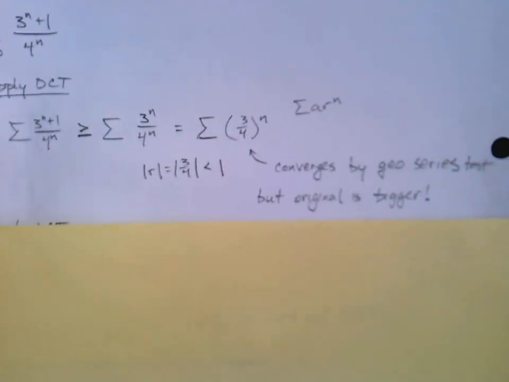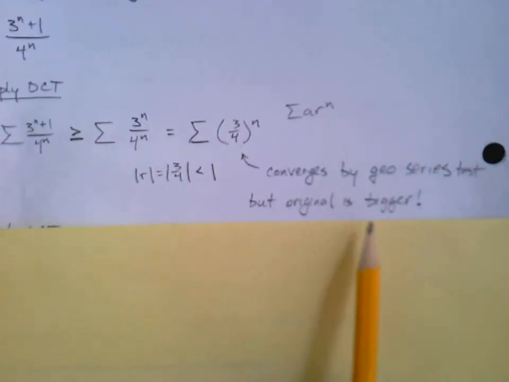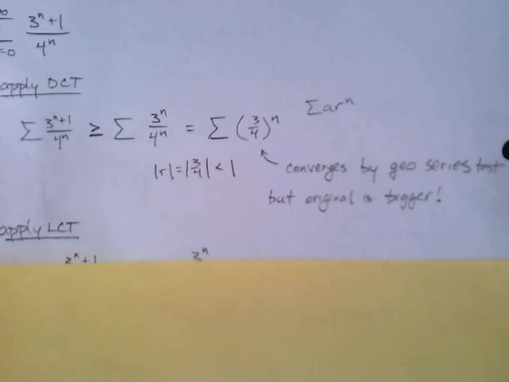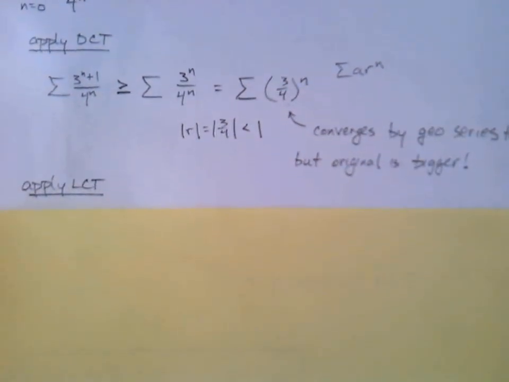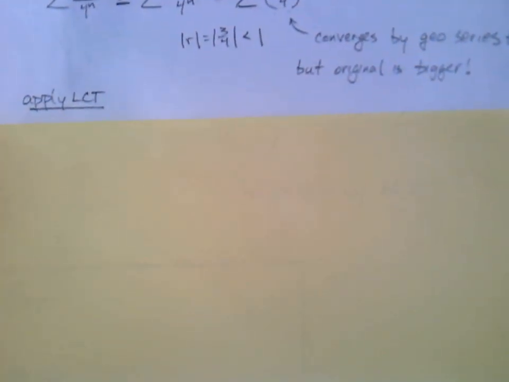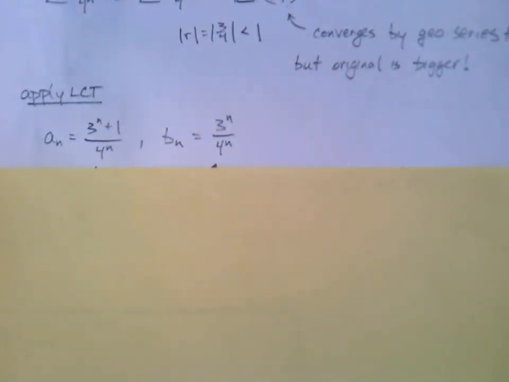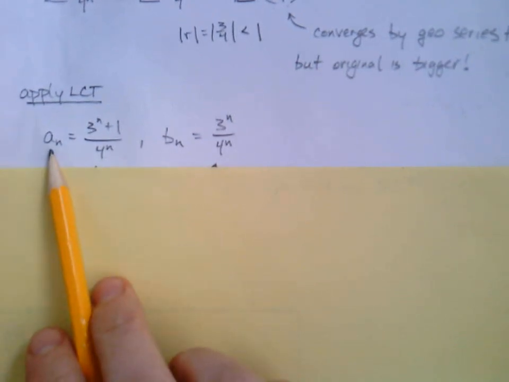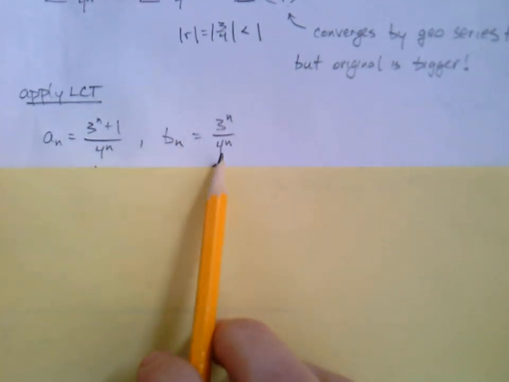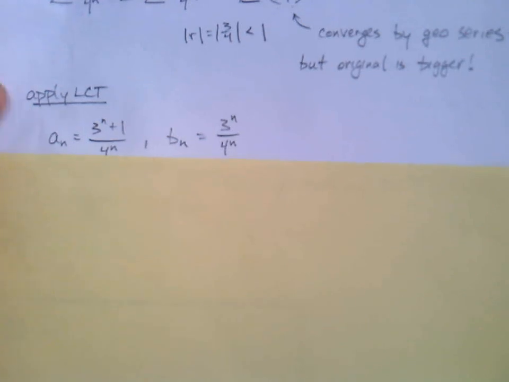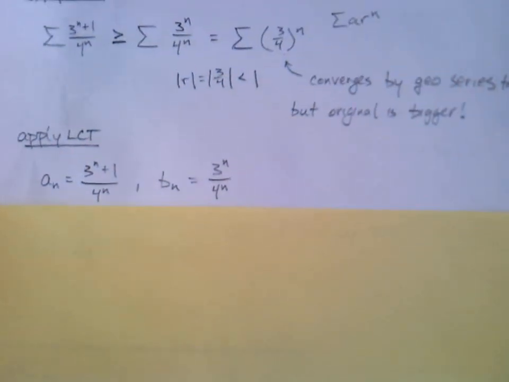Oh no, yeah, there's the test. Converges, but the original one is bigger. So I'm going to apply LCT, and here's how it's going to work. I'm going to think of the original series as AN. I'm going to think of the new series that I attempted just now as the BN.